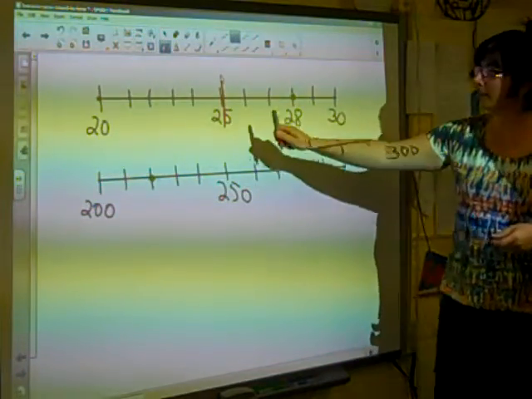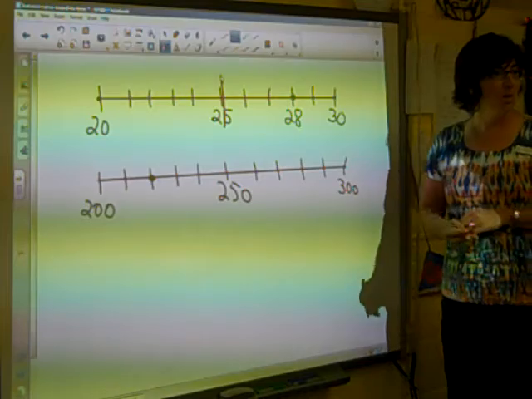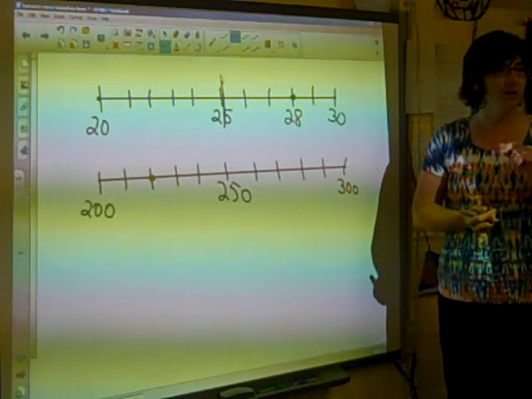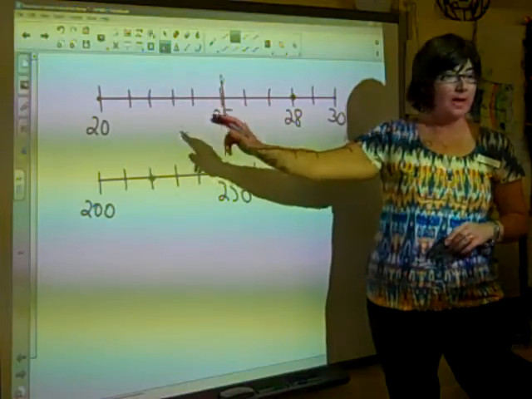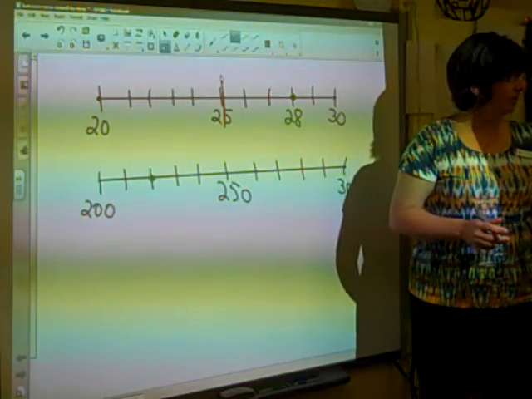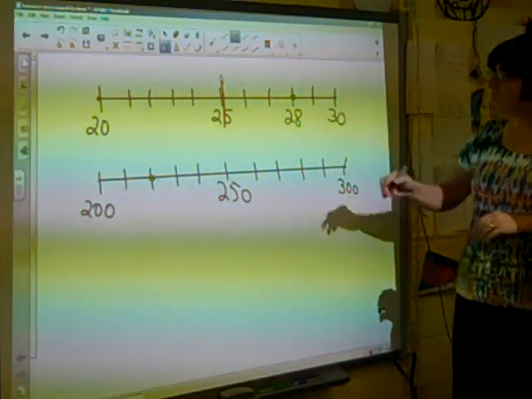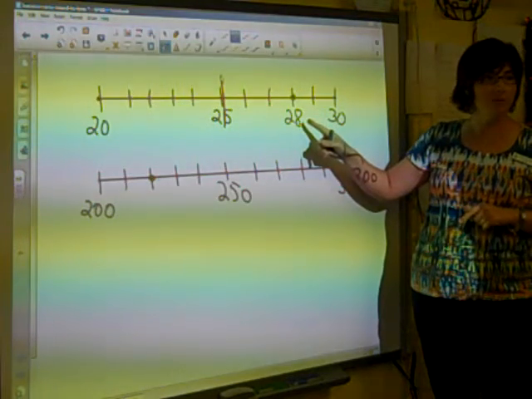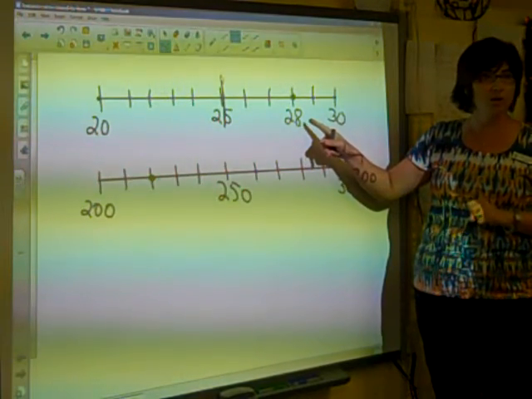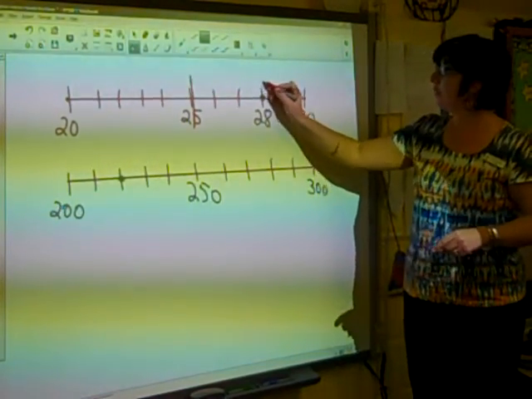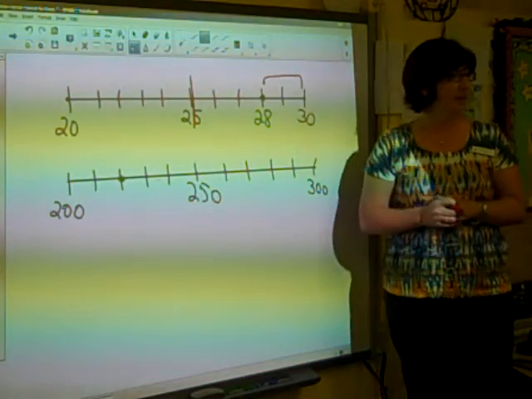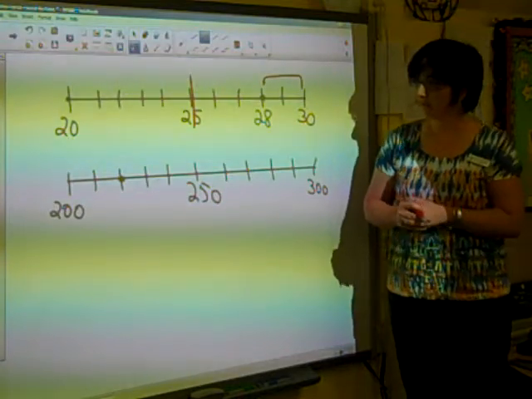So if the number is 25 or greater, what are you going to round the number to? Hope? 30. If it's 24 or less, what are you going to round it to? 20. Excellent. So we have the number 28 marked on this number line. What are you going to round it to? Jackson? 30. So 28 would round up to 30 if I'm rounding to the nearest 10.